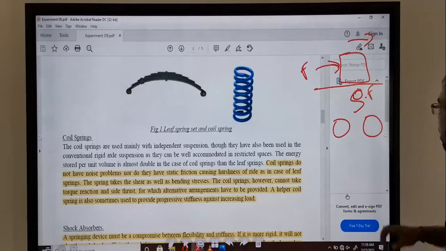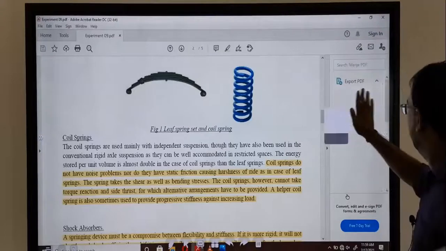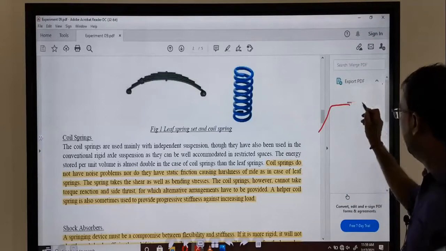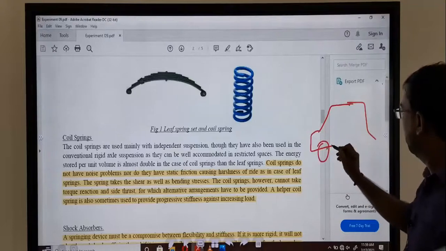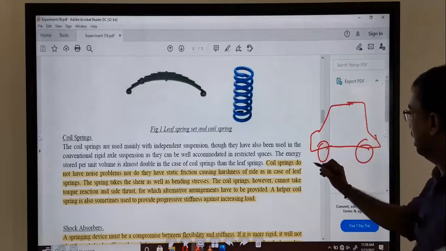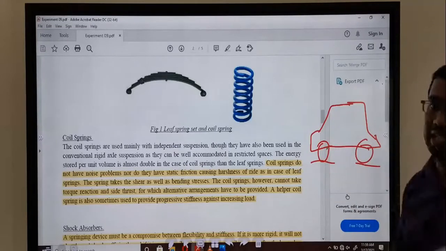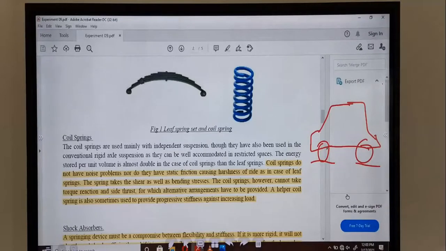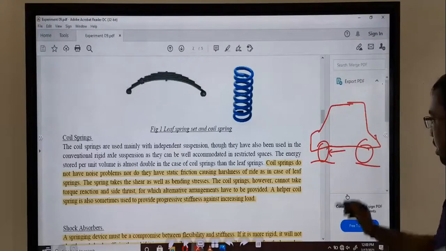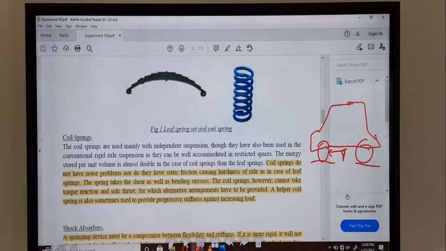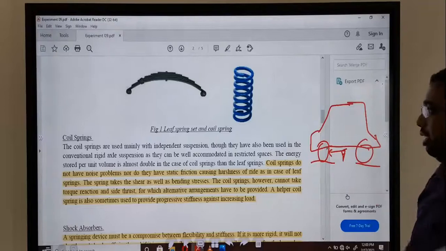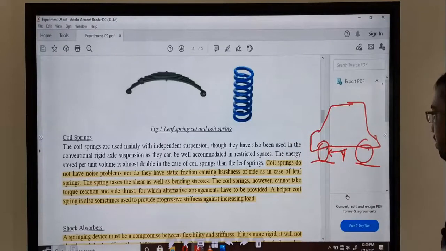Here also, when we take the vehicle from the parking, in the starting period between the wheels, we need power to overcome this static friction. So the force of power is applied like this. So here they don't have the static friction, unlike the leaf springs.